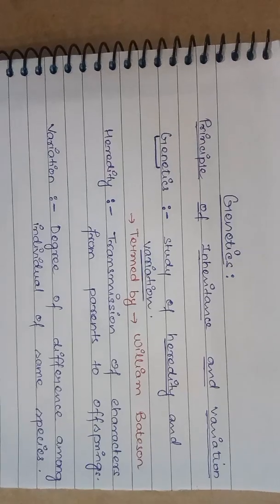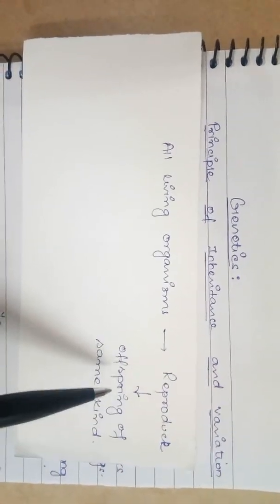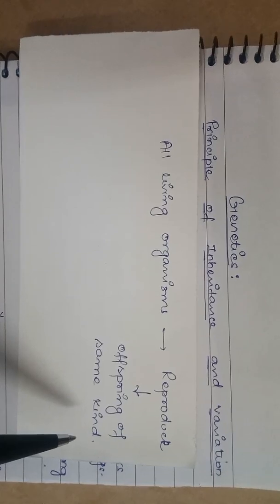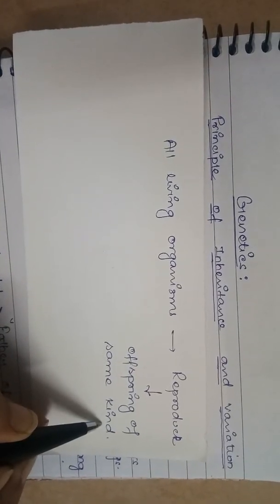Now we need to know one more thing, that all living organisms reproduce offsprings of the same kind. All living organisms reproduce, we know that. Now what is the result of reproduction? The result is offsprings of the same kind. We know that living organisms reproduce to produce offsprings. But we also know that all the offsprings do not totally resemble their parents.